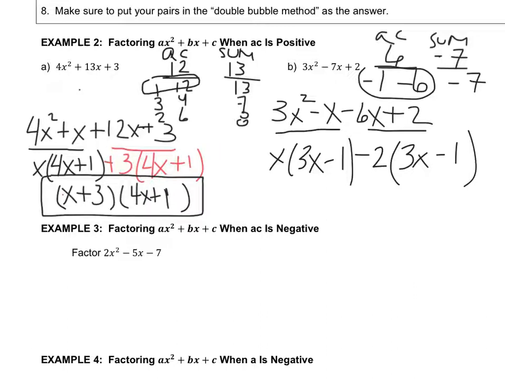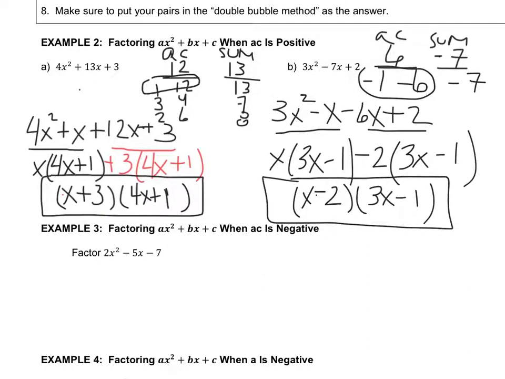Now notice what we said before was this binomial that's on the inside has got to be the exact same to make this work. So I needed to have the 3x minus 1 and the other 3x minus 1. So then when I use my double bubble, 3x minus 1 is one of the binomials. And then when I look at the other one, the x on the outside of the first 3x minus 1 and the negative 2 on the outside of the other 3x minus 1, those become x minus 2. And there is my final factored answer of that trinomial.